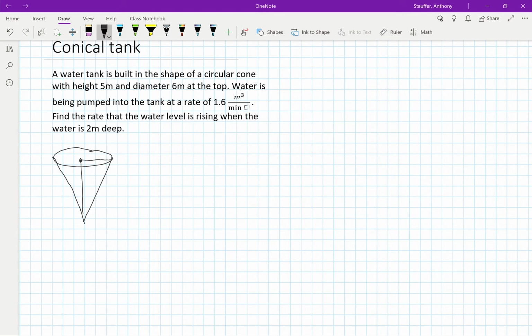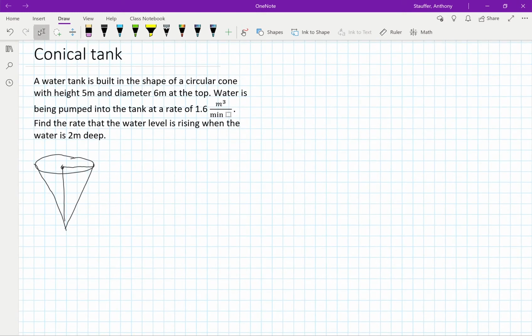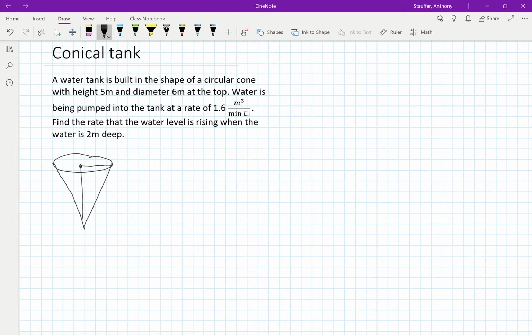So you'll see that I've already pre-drawn my cone. Think about how many tries I probably had drawing this cone, and this was the best I came up with. But notwithstanding, from there we can label the values that do not change. I have that the height is 5 meters and the diameter is 6 meters at the top. So this height right here is 5 meters, and this value right here is 3 meters. Why? Because radius is half of the diameter.